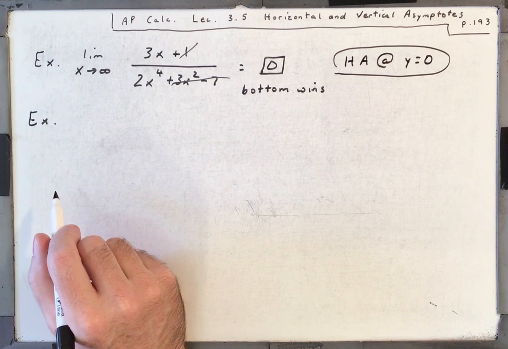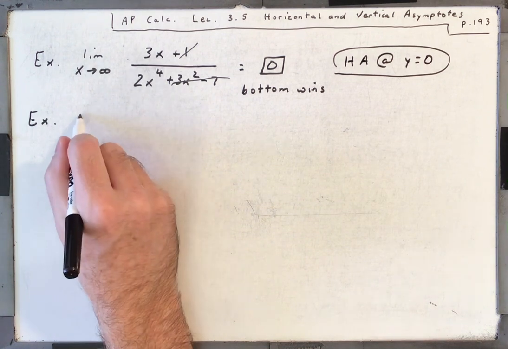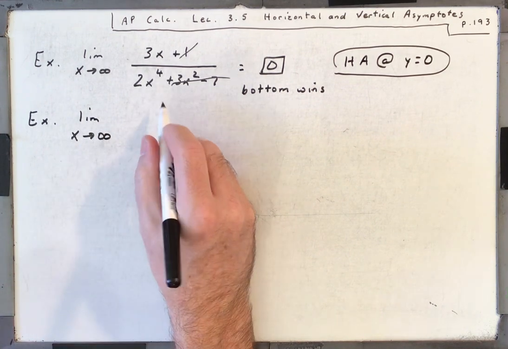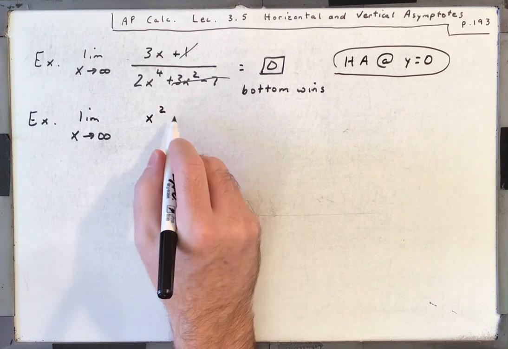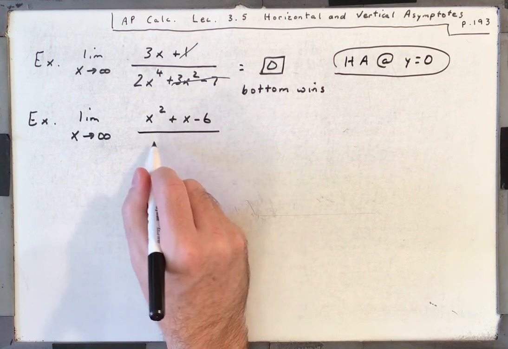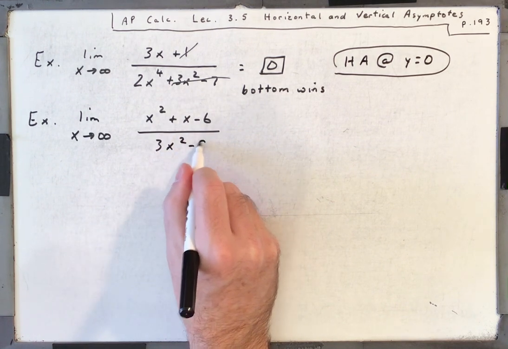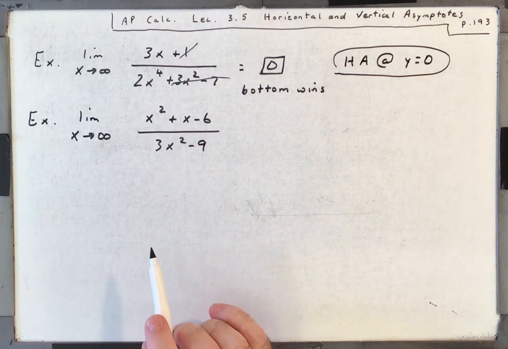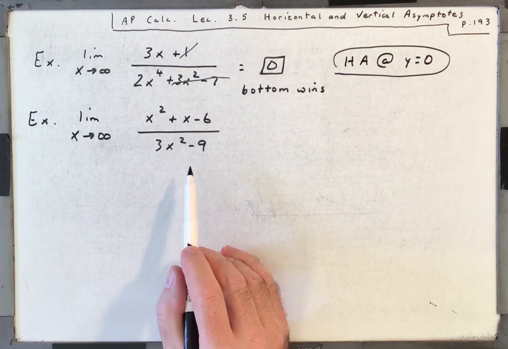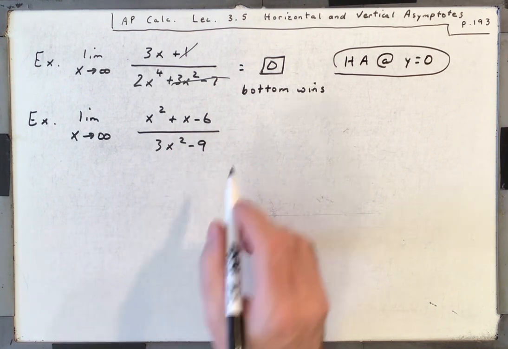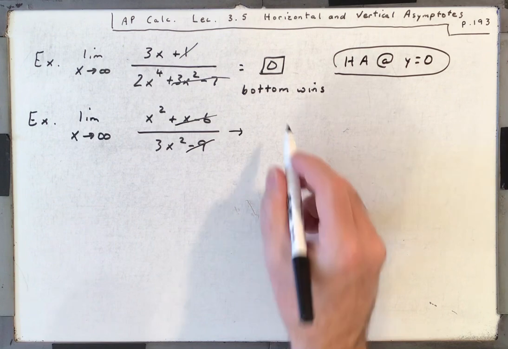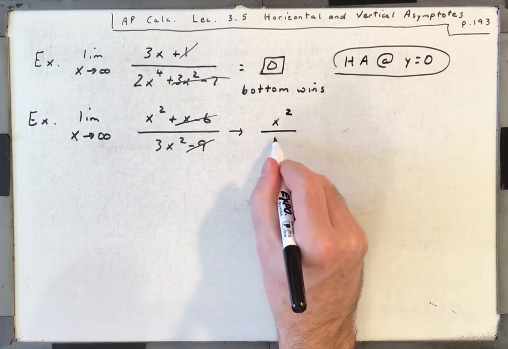All right. So let's take one. The limit as x approaches infinity of x squared plus x minus 6 over 3x squared minus 9. It's time to change the game just a little. Now, we're determining the horizontal asymptote here, so we don't have to factor things and figure out where the bottom is 0 and factor the top. You're just looking at the highest powers. So if I just look at the highest powers, I don't care about x minus 6, I don't care about minus 9, it's just x squared over 3x squared.